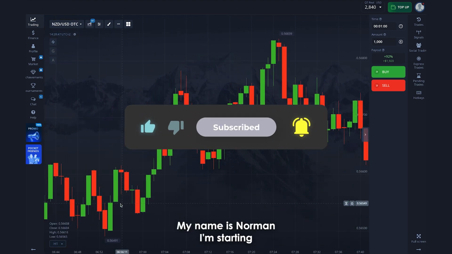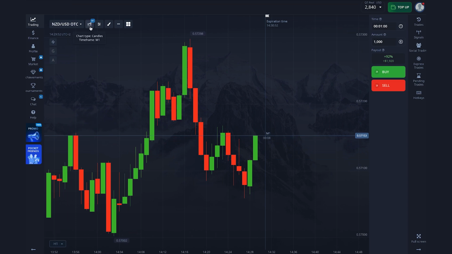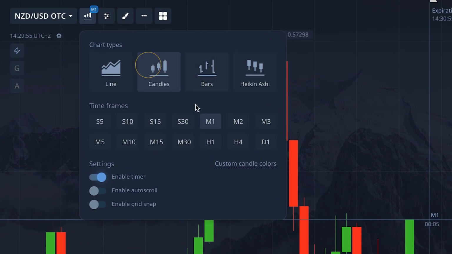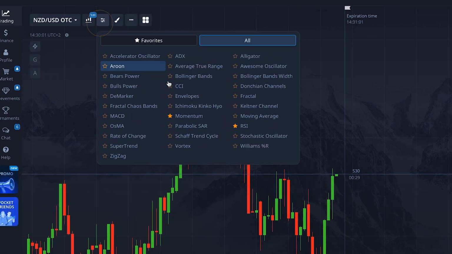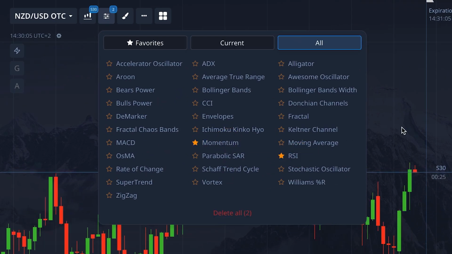My name is Norman. I'm starting. First of all, let's get the tools ready for work. I put classic candlesticks. The time frame is 30 seconds. Go to the Indicators tab and select Momentum and RSI.